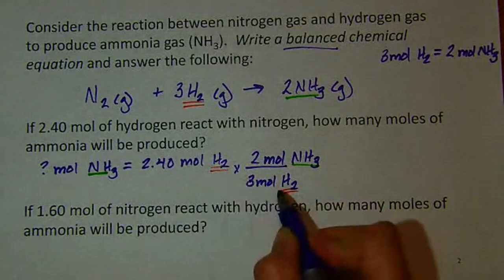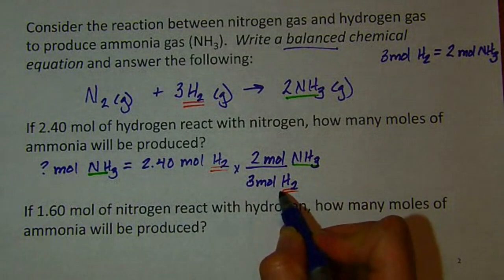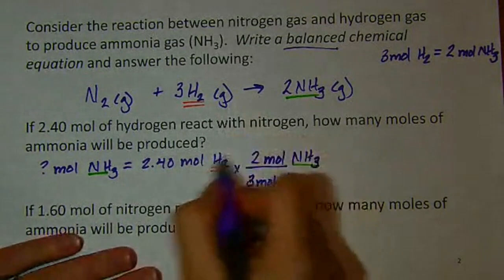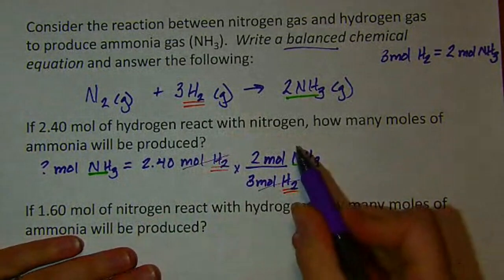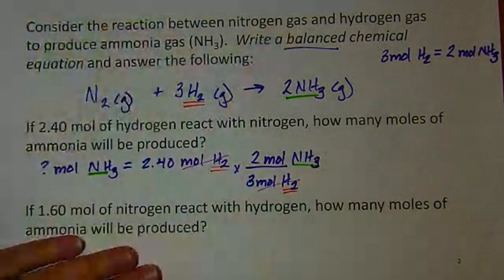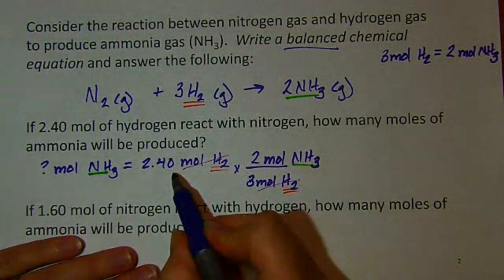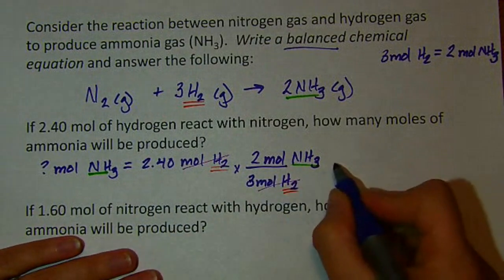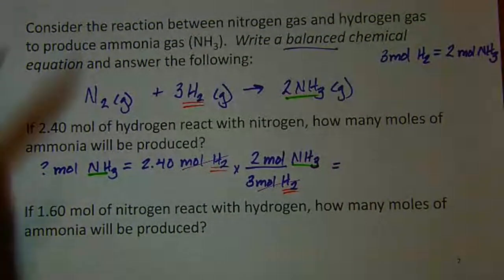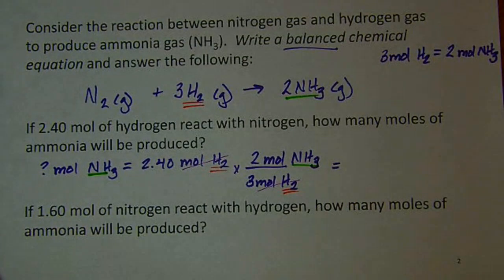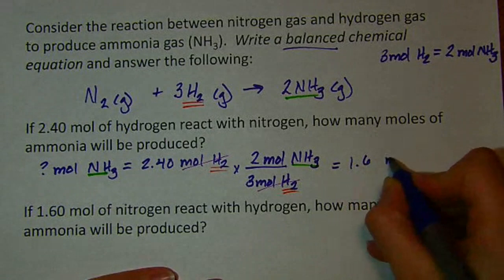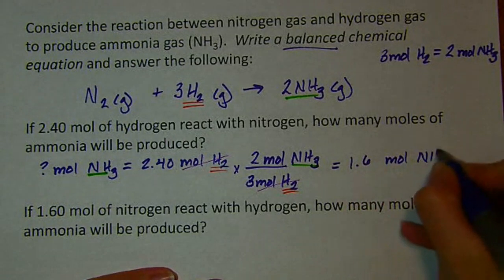We can see that our moles of hydrogen as a whole unit with my label cancel, leaving me with moles of ammonia, which is what I wanted. So 2.4 times 2 divided by 3 gives me 1.6 moles of NH3.